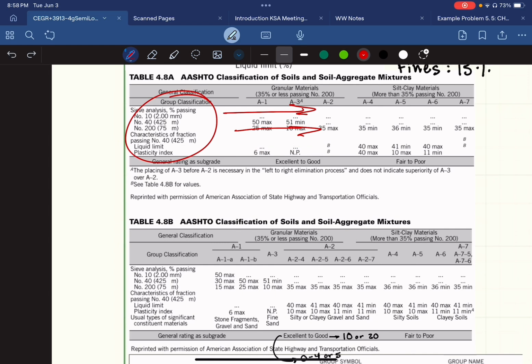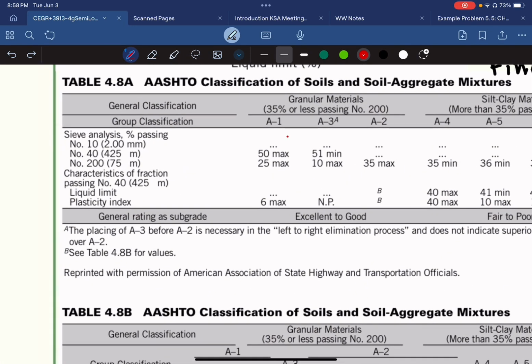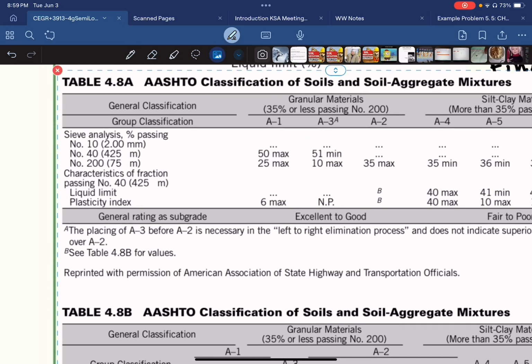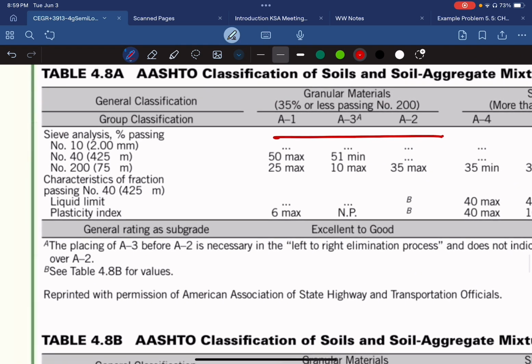And what that's going to allow you to do is just cancel out things that you don't need. So up here, everything passes. So I'm going to immediately go like this. Another thing is the number 40 sieve. Let's check to see if we have 50 max, and we do. So that's good. I'm going to highlight that actually.